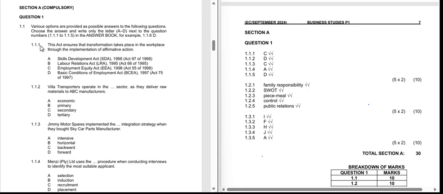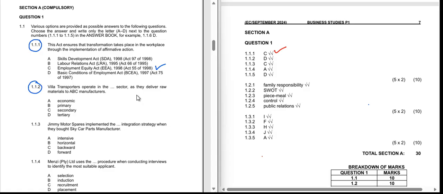1.1. This act ensures that transformation takes place in the workplace through the implementation of affirmative action. So the correct answer here for this one is C, as you can see here. We've got C as our answer. And then the next question, Villa transporters operate in dash sector as they deliver raw materials to ABC manufacturers.